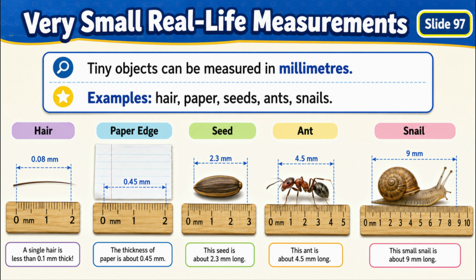Very small real-life measurements. Some real-life things are very small. Hair, paper, seeds, ants, and snails can be measured in millimeters. Decimals are useful because many objects are smaller than 1 centimeter. For example, a human hair may be about 0.1 millimeter thick. So, decimals help us describe very small measurements more accurately.